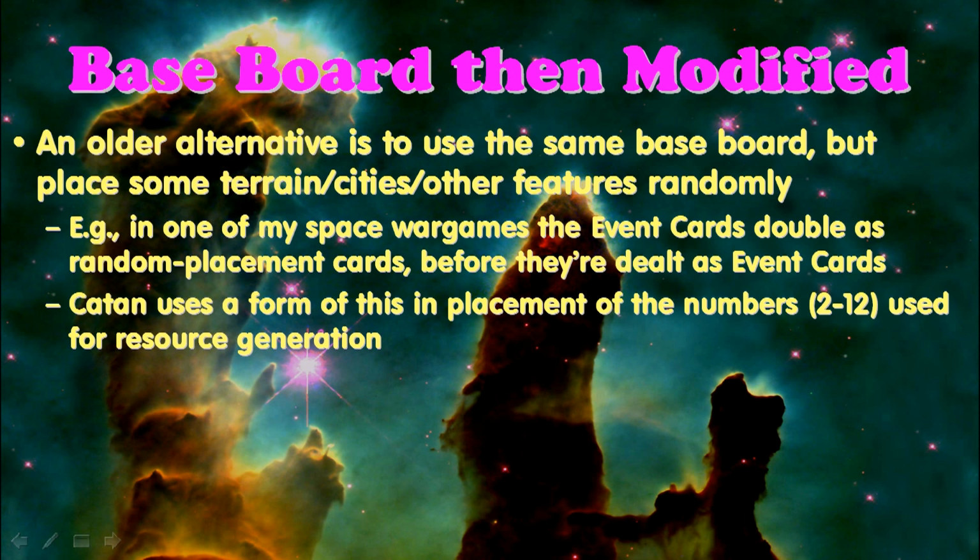Another method is to have a base board that is then modified by placement of terrain or other features such as towns or places that are dangerous or places that are particularly valuable. For example, in one of my Space War games, the event cards serve a second purpose. They can be used at the start of the game to allocate where there are barren systems or systems that are of double value, and then they're shuffled again and dealt out as event cards. Catan uses a form of this in the placement of the numbers that are used for resource generation.